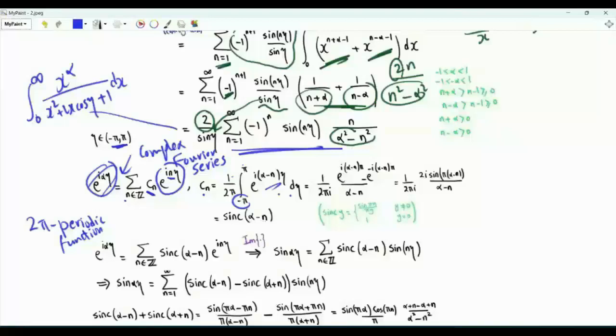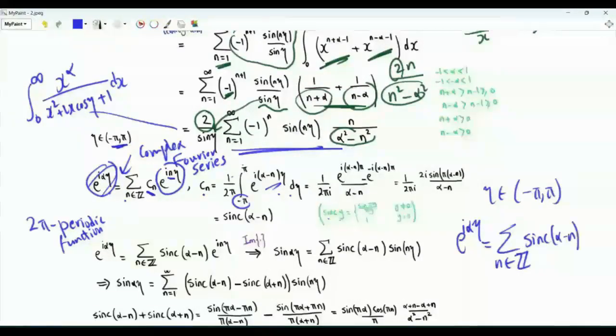This integral is equal to sinc of alpha minus n. The sinc function is defined as follows. Sinc y is sine pi y over pi y if y is not equal to 0. Sinc y is equal to 1 if y is equal to 0. The complex Fourier series tells us that when eta is between minus pi and pi, e to the i alpha eta is equal to summation over integer n of sinc of alpha minus n times e to the i n eta.